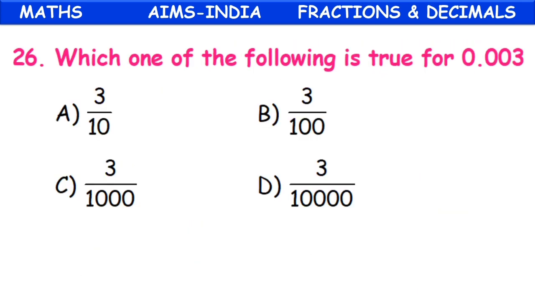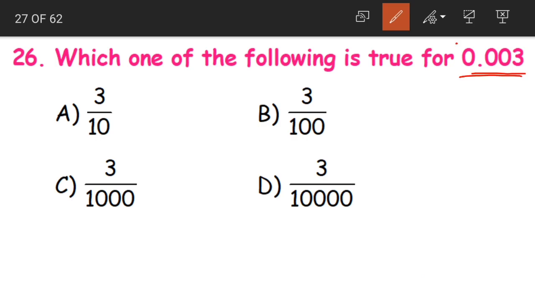Next question 26. Which one of the following is true for 0.003? Now for the given question, what did they give? They have given us a decimal number 0.003, and in the options we are having various fractions.